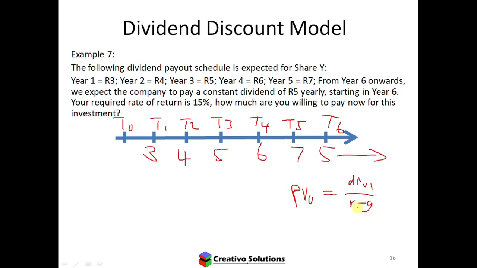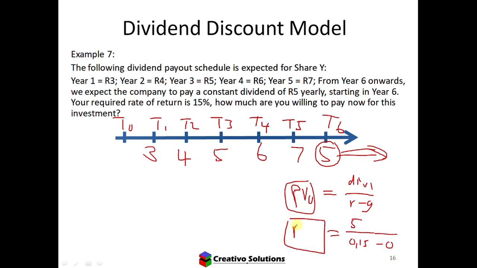There is no growth here. So the present value that we calculate here, using the 5 Rand forever, over the rate, which is 15%, minus no growth, so you don't have to show that if you don't want to, gives us an amount, the present value. Please type that into your calculator, get an amount. That amount is sitting here.